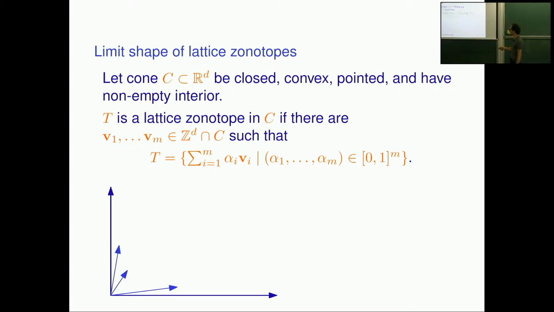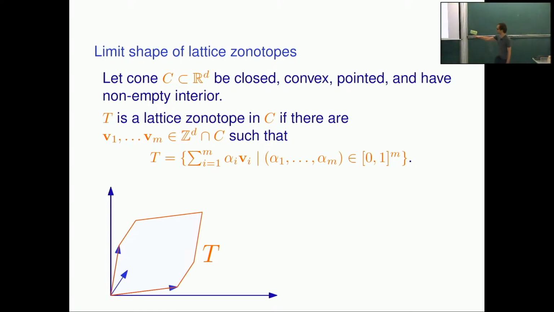So here's an example. Here are 3 generators in the plane. If you take the sums of each with coefficients ranging from 0 to 1, you get this convex body. And the most extreme point from 0 is what we get if we take all the coefficients to be 1: the endpoint of our zonotope.